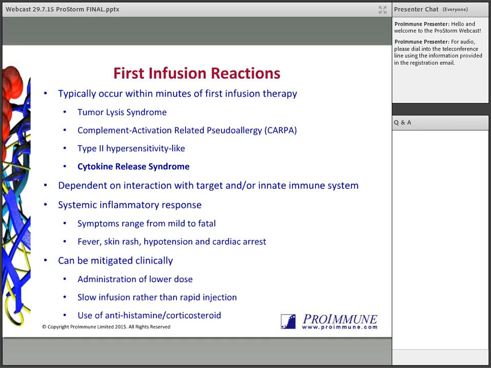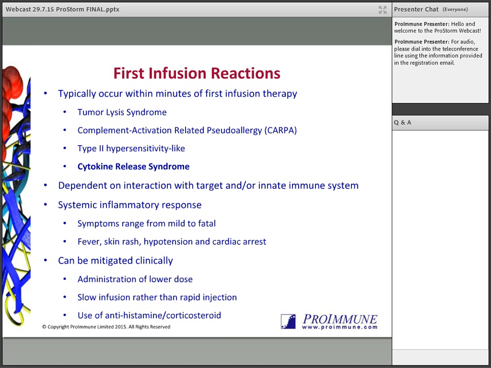First infusion reactions are typically dependent on the interaction between the biologic and the target, or the innate immune system. Drugs that target membrane-bound antigens or receptors tend to carry a greater risk of inducing cytokine release than those that target soluble molecules. A systemic inflammatory response can occur due to first infusion reactions, and those symptoms can range significantly from mild to even fatal. These can include fever, skin rash, hypotension, and cardiac arrest.